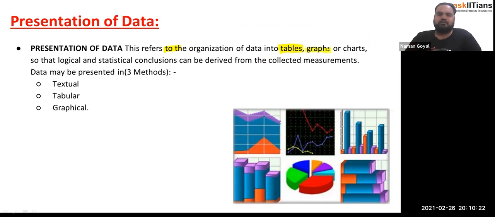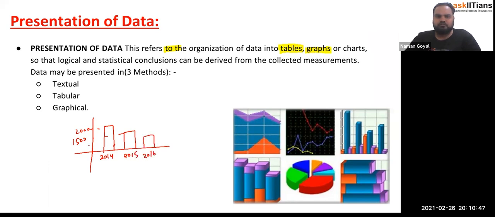Next is graphs. Graphs you can see in a cricket match also. If we have data that in 2014 a particular batsman scored, for example, 2000 runs, in 2015 he scored 1500 runs, in 2016 he scored 500,000 runs, and then in 2017 he scored 3000 runs, so this form is known as graphical form.